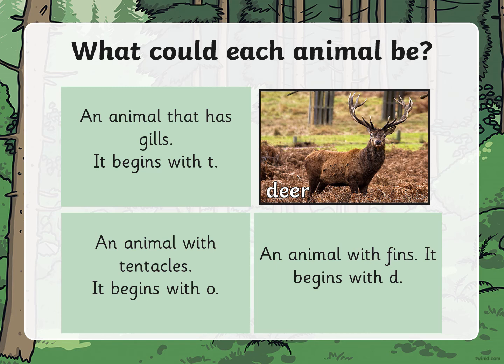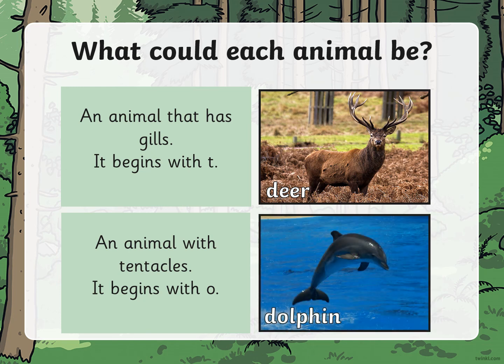This animal has the antlers on here. Here are the antlers. Here's a deer. It's a mammal. It's got 4 legs. It's got fur. That's a deer. Right, let's have a look at a different one. An animal with fins. It begins with D. Fins, well, fins we know are on animals that can swim. They might swim underwater. They might swim on top of the water. Okay. Fins begins with a D. Oh. Is it a dolphin? Yes. Oh, dolphins. So beautiful, dolphins.